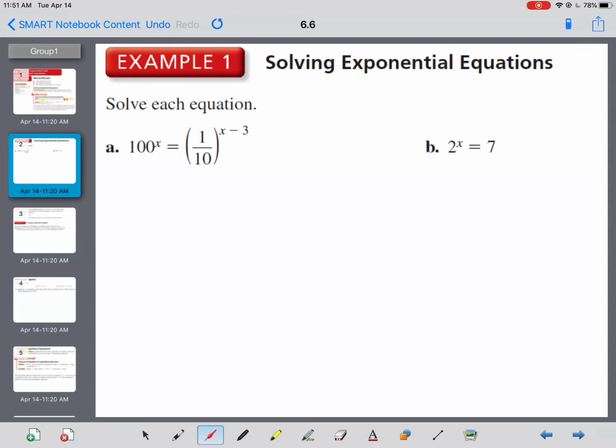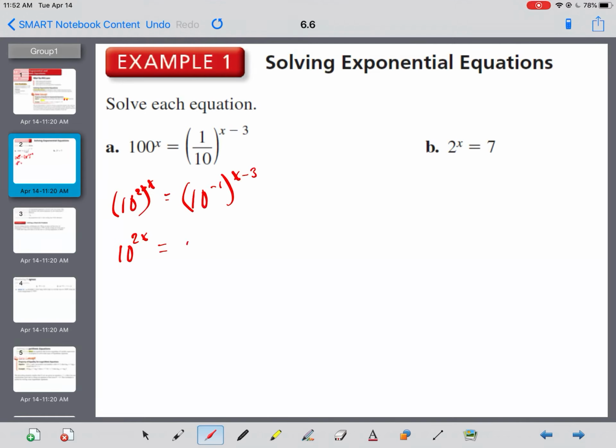So let's give it a shot. Solve each equation. What we need to do is get the base to be the same, and then we can drop the base. Well, I have 100 and I have 1/10. Those are not the same. But I can make them the same because they're related to 10. I could rewrite 100 as 10 squared to the x, and I can rewrite 1/10 as 10 to the negative 1 to the x minus 3.